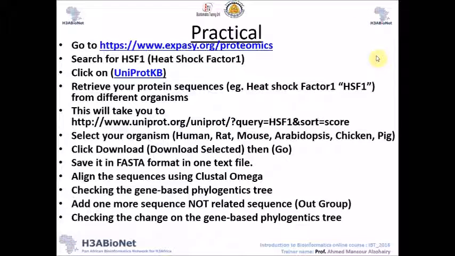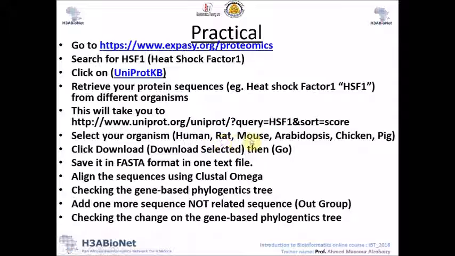So in this practical, we'll simply go to ExPASy and extract heat shock factor 1, which is a protein, and we'll see the sequence of that protein. We'll get the protein sequences from UniProtKB, the UniProt knowledge base, and then we will check heat shock factor 1 from different organisms. For example, we will select human, rat, mouse, Arabidopsis, chicken, and pig.